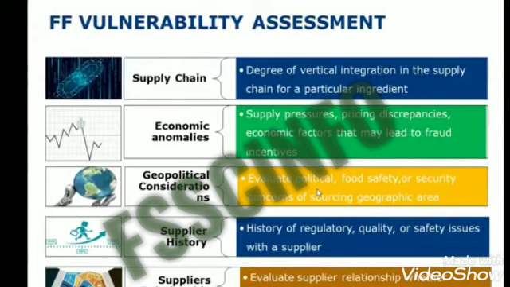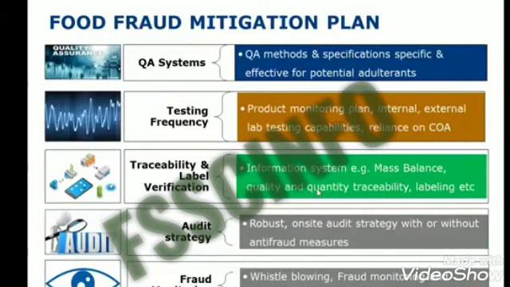Before choosing, just analyze the supplier history. Check the authorities' raids of that supplier facility. Check the fines made by the authorities for that supplier. Check the food safety issues. Check the complaint rate of those suppliers. Check the repute and integrity of that supplier. And last but not least, your relationship with your supplier. This is also very important. So for conducting food fraud vulnerability assessment, you have to consider these 5 points. Then for making a mitigation plan, you have to consider these 5 things.